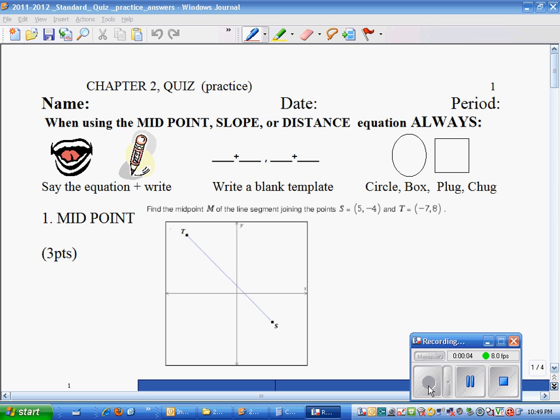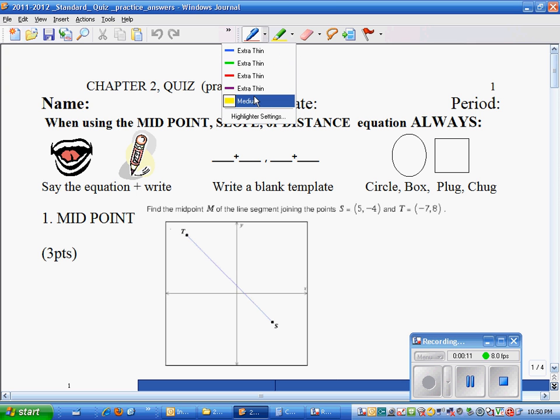for the practice quiz for Chapter 2. In finding midpoint, slope, and distance, you should take the time to say the equation, write the equation, write a template, circle, box, plug, chug.